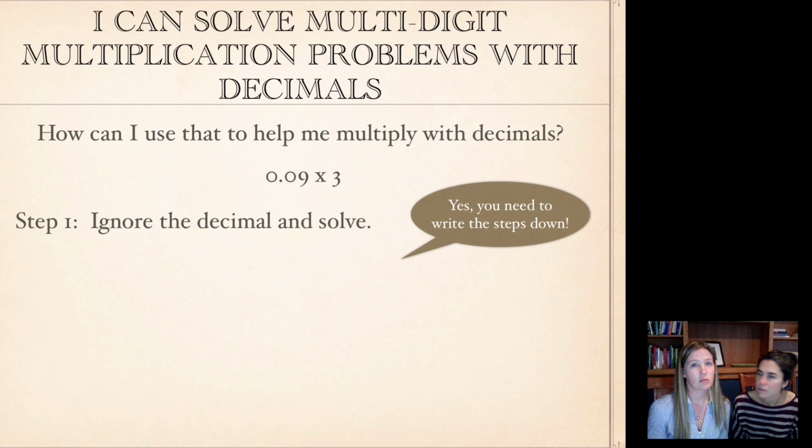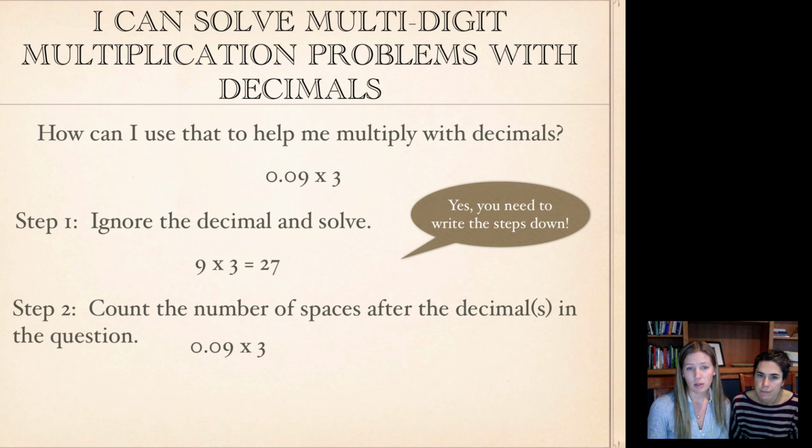And yes, write these down. Step 1, ignore the decimal and solve. In this case, 9 times 3, because I'm just ignoring all of that. 9 times 3 is 27. Step 2, count the number of spaces after the decimal or decimals, because you'll find pretty soon we're going to start multiplying decimal by decimal as well. Count the number of spaces after the decimal in the question. In this case, we have 1, 2.